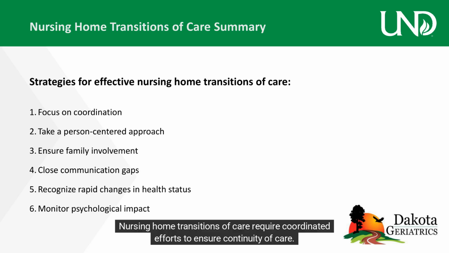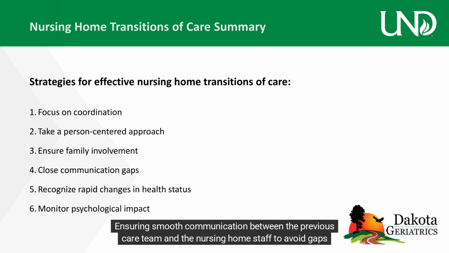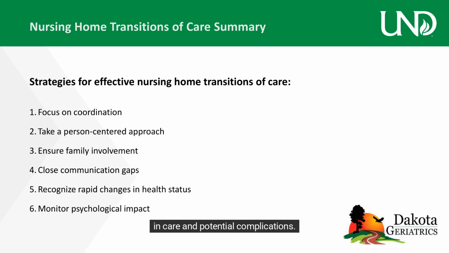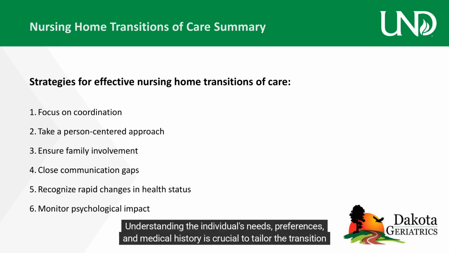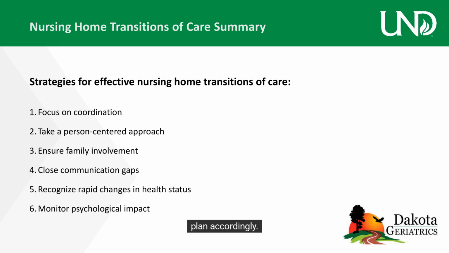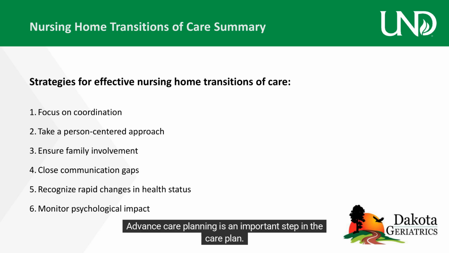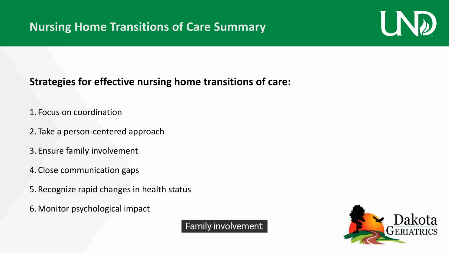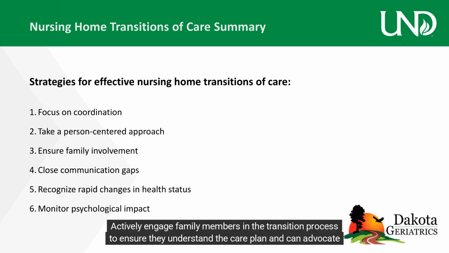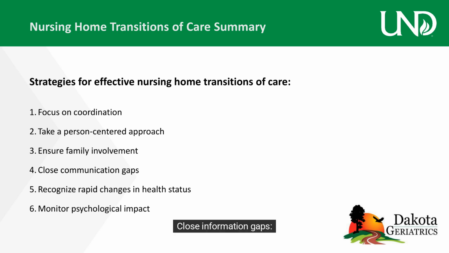Nursing home transitions of care require coordinated efforts to ensure continuity of care. Ensure smooth communication between the previous care team and the nursing home staff to avoid gaps in care and potential complications. Person-centered approach. Understanding the individual's needs, preferences, and medical history is crucial to tailor the transition plan accordingly. Advanced care planning is an important step in the care plan. Family involvement. Actively engage family members in the transition process to ensure they understand the care plan and can advocate for the resident.